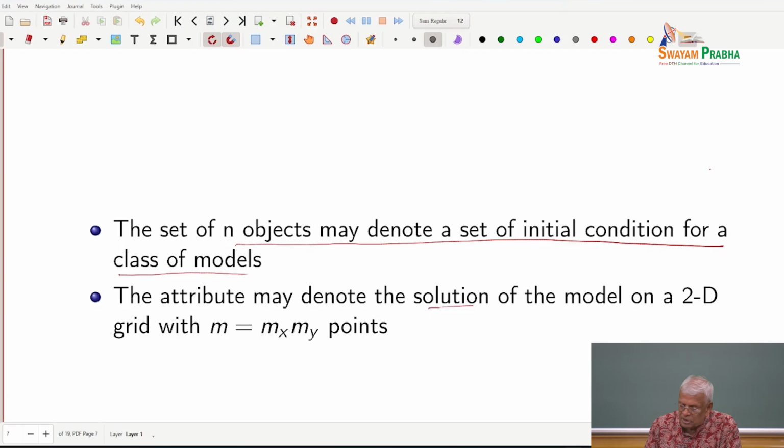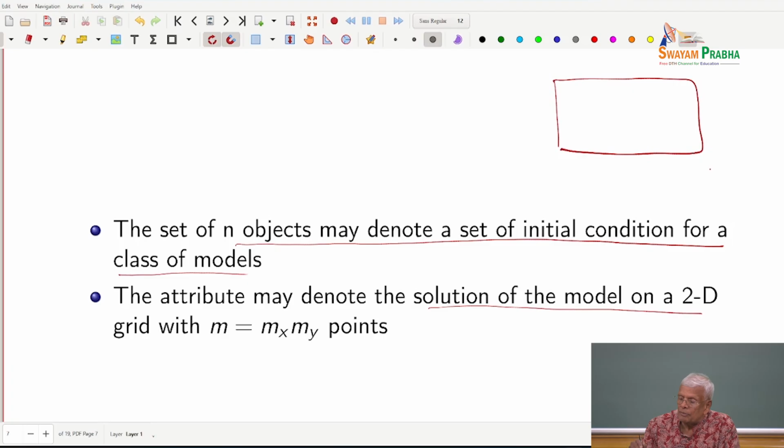The attribute may be the solution of this differential equation in a two-dimensional plane. So that means there is a two-dimensional plane. There is a typhoon sitting in here. I want to be able to see whether the typhoon moves here or here or here. I want to be able to understand the motion of the hurricane.